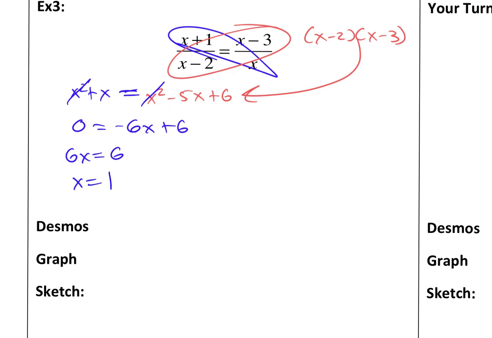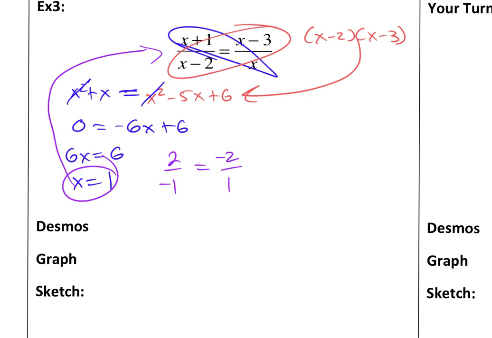We only have one number to check here, so we're going to go ahead and plug that in. Again, we're just going to take it and plug it into the original expression to check. If we do, we're going to get 2 over negative 1, and that's going to equal negative 2 over 1, and negative 2 definitely equals negative 2, so I know that that is an answer.